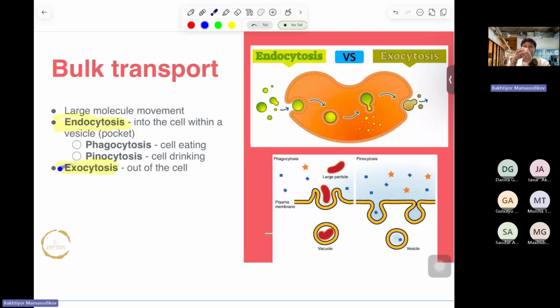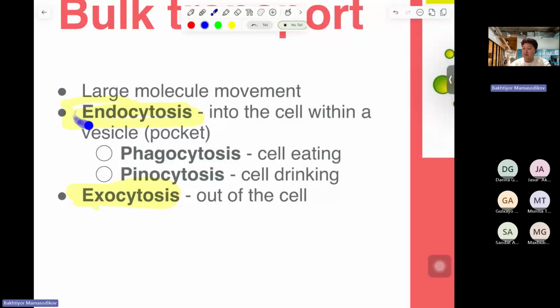In the pancreas, you make the insulin. What's going to happen? This insulin molecule is going to be moved from the cell to the outside. This process is called exocytosis, moving of substances from inside of the cell to the outside. This is called exocytosis.